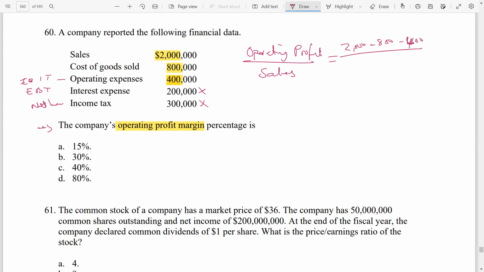divided by sales, which is 2,000. So we are going to have 800 divided by 2,000. And the correct answer right here will be 0.4 or 40%. The correct answer is C, which is 40%.